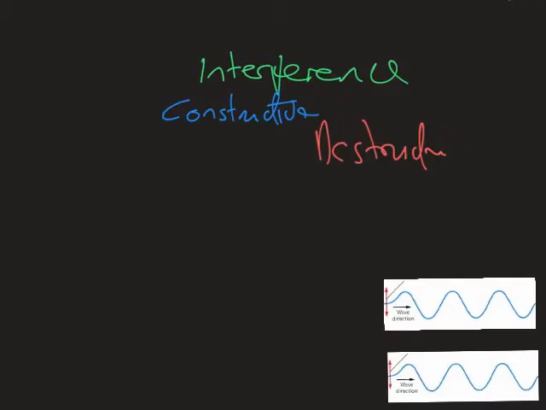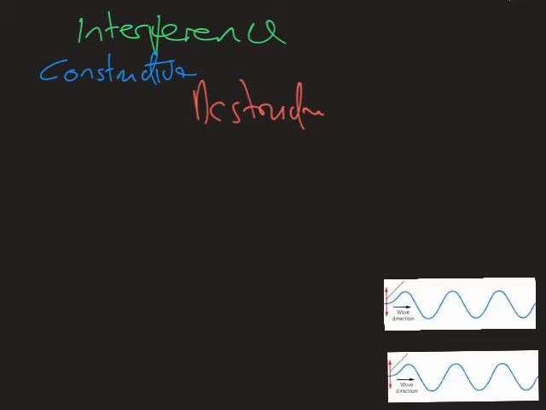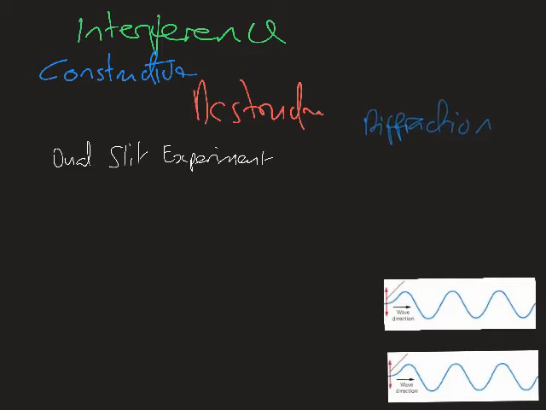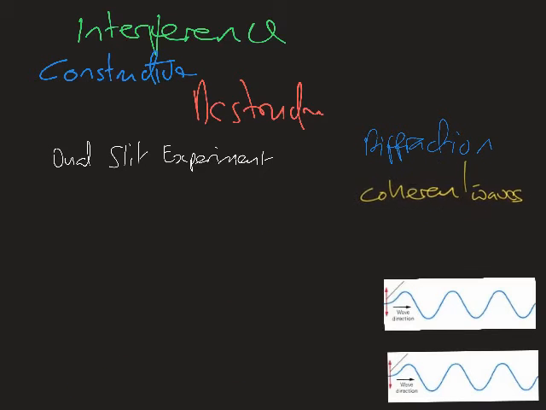Okay, in this tutorial we're going to have a look at interference, constructive and destructive. We're going to see how that applies to the dual slit experiment later on, and we're going to see how it's using diffraction to enable this to happen, to give us coherent waves.